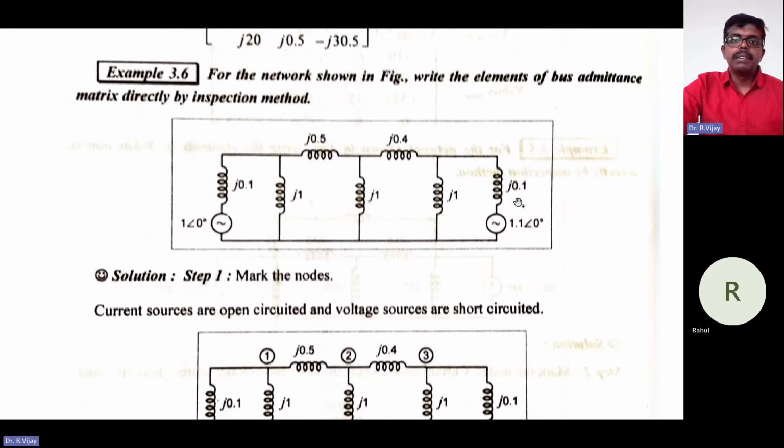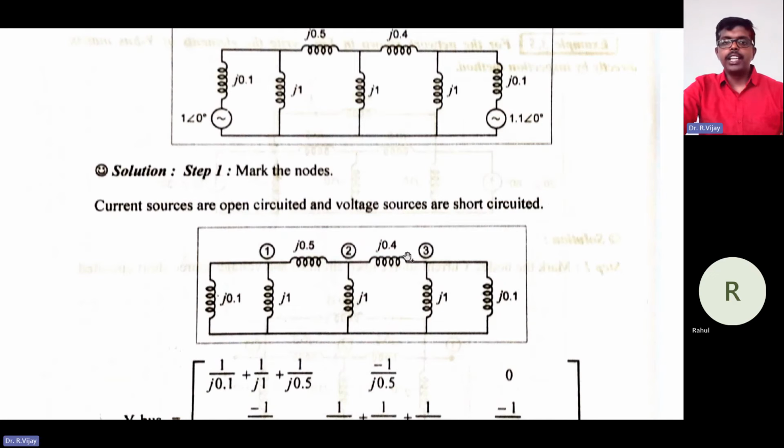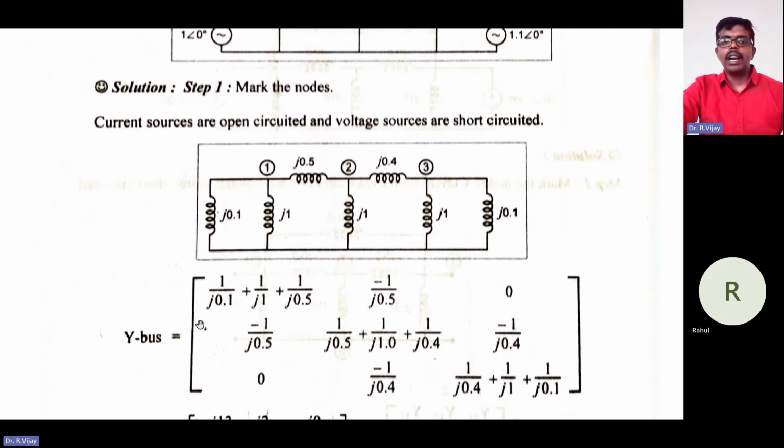In the problem itself, it will be mentioned. Here they missed it, but they need to add that the following elements are mentioned in impedance. Like that, they will mention. So impedance is given and we need to formulate the Y-bus. So Y is equal to 1 by Z. That's all. So what are all the things connecting at node 1? You need to take it as 1 divided by those values.